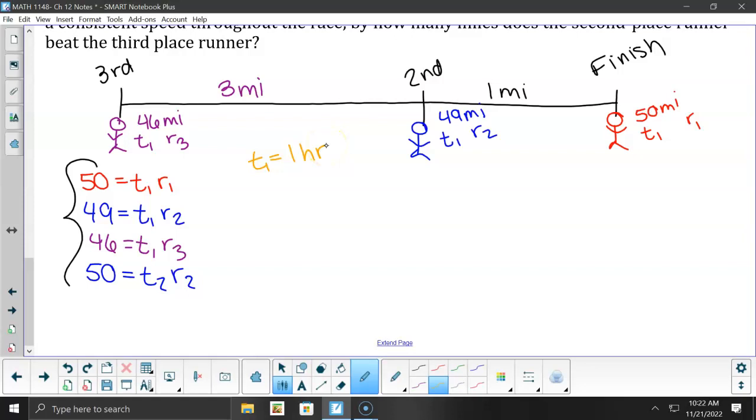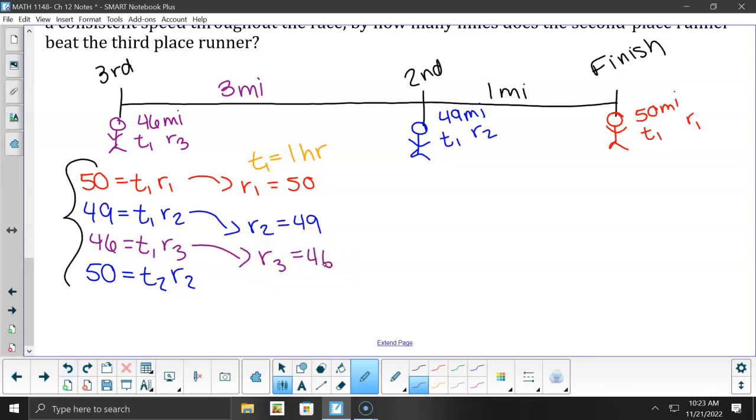All right. So can I figure out how speedy each of these people are now? First place is legitimately running at 50 miles an hour. So the speed of a car. So rate 1 now equals 50. Rate 2 is going to equal 49. And rate 3 is going to be 46.